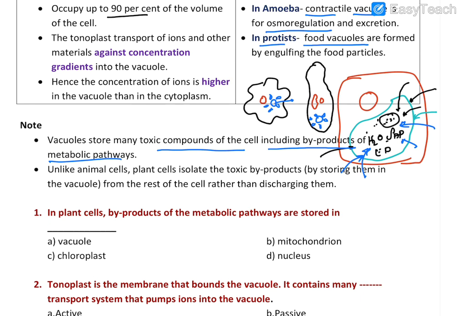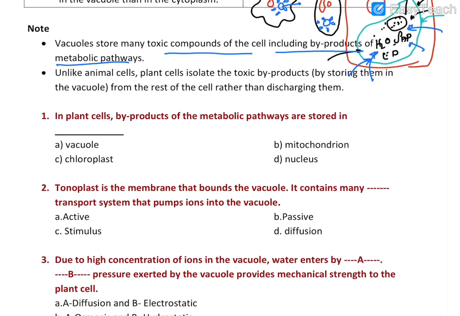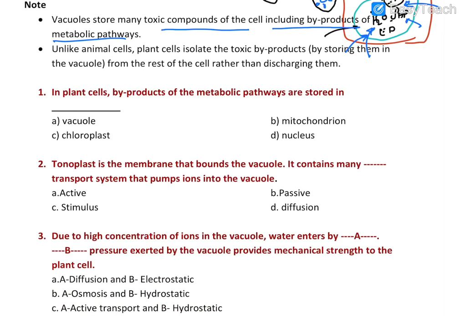But some important information required for competitive exams, I have taken in MCQs. In plant cells, the byproducts of the metabolic pathway are stored in. So all these byproducts have been stored in vacuole. So the answer should be the first one. They are stored in vacuole.